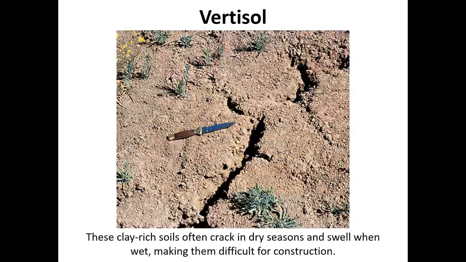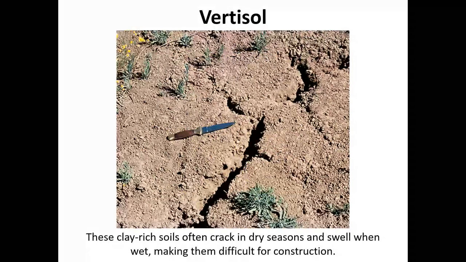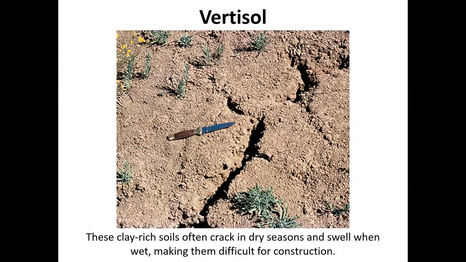Vertisols is clay-rich soil that is often common in wet, dry savannas and monsoon areas. It expands significantly when it's wet and it contracts significantly when it's dry, so it's not ideal for farming, and it can be difficult to build things on.